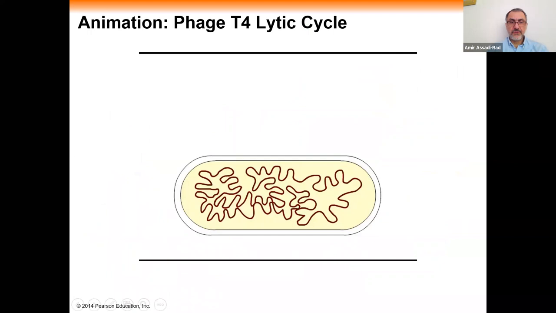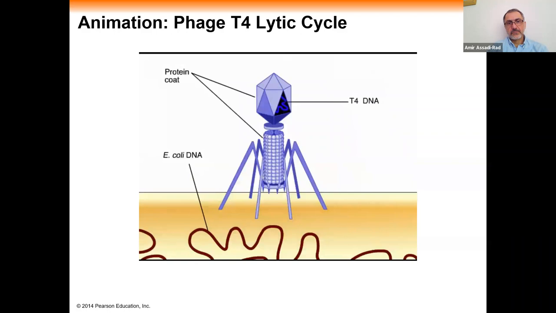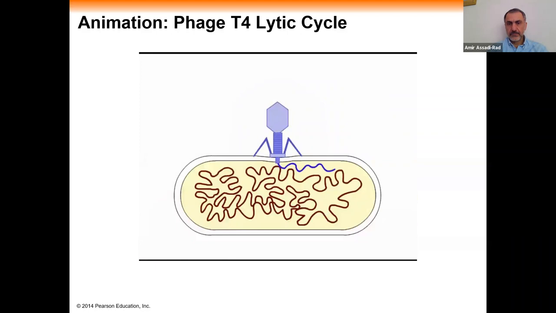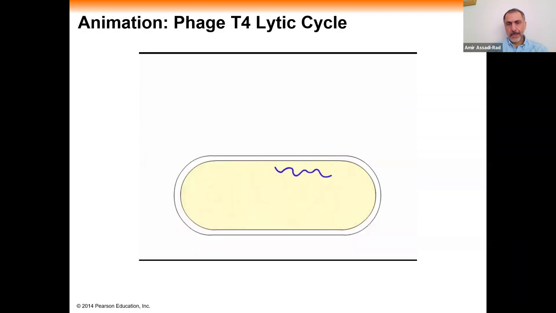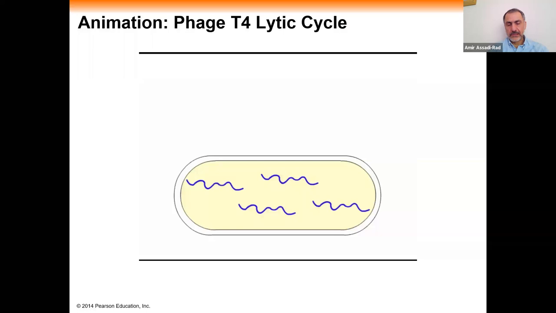Bacteriophages, or phages, are viruses that infect bacteria. This is a T4 phage, which consists of DNA inside a protein coat. The lytic cycle begins when the tail fibers of the phage stick to receptor sites on the surface of a host bacterium, such as E. coli. The phage injects its DNA into the host cell, leaving the empty protein coat outside. The DNA of the host cell is destroyed, and host cell enzymes and nucleotides are commandeered to replicate the phage DNA, making more phage DNA.